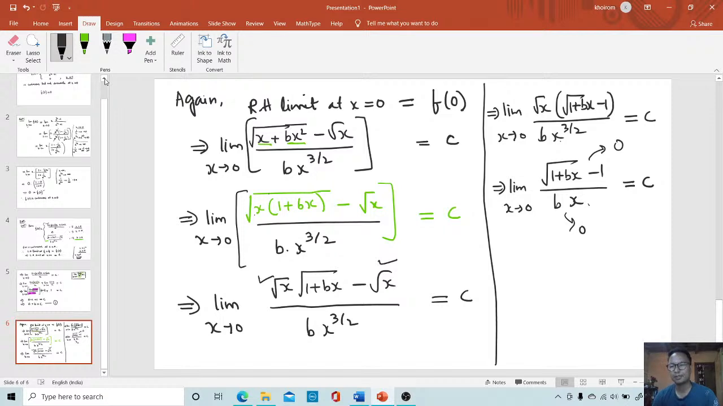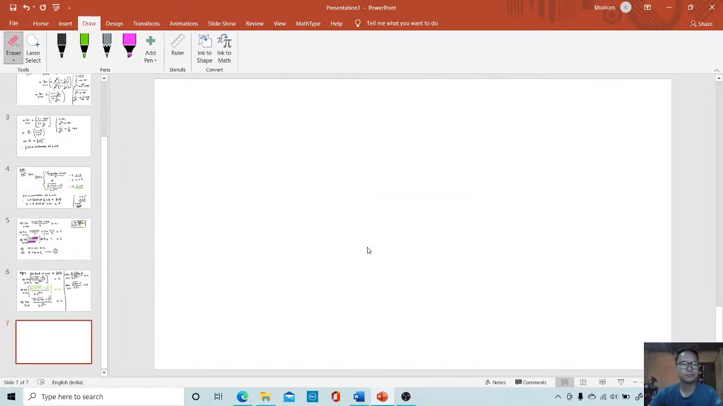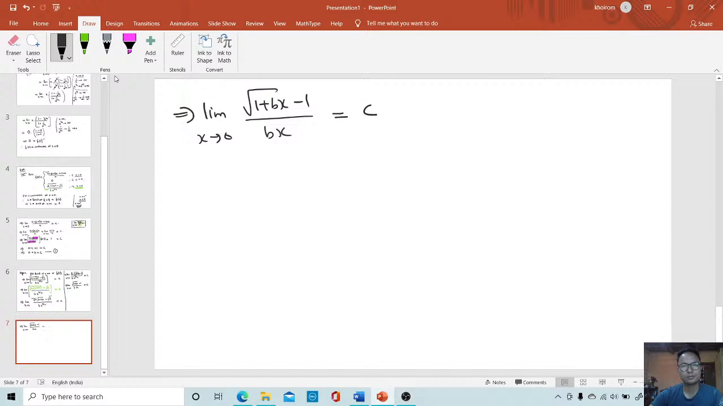Let me check it here. Can we do the factorization? Let me take another test: the limit of (the square root of 1 plus bx, minus 1) divided by bx, as x tends to 0, equal to c. We cannot do the factorization now.